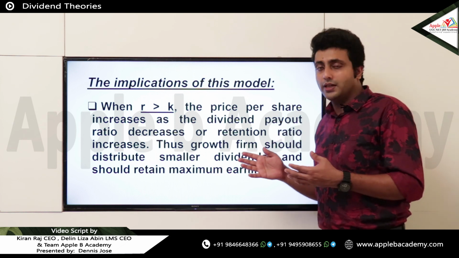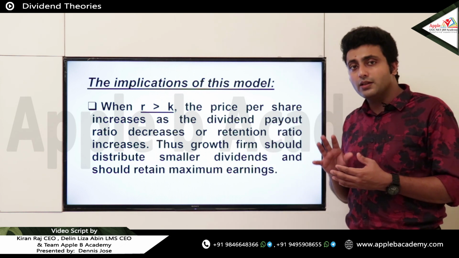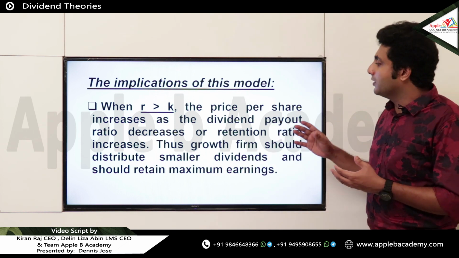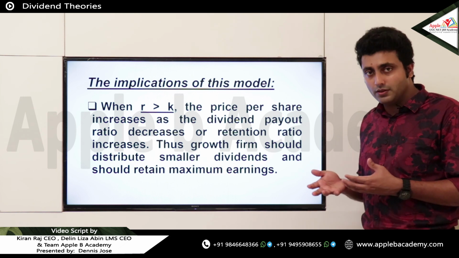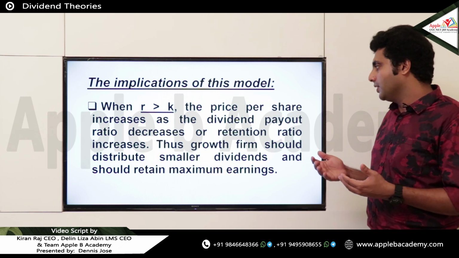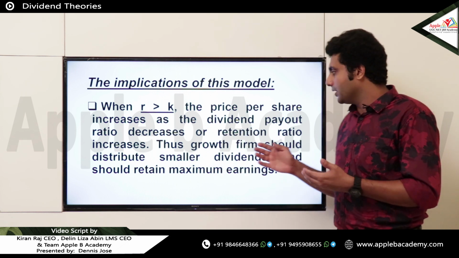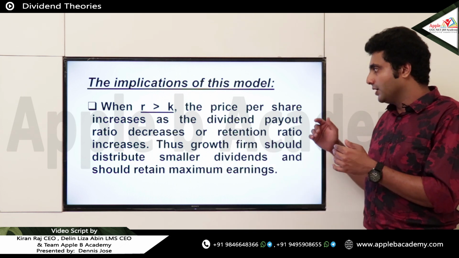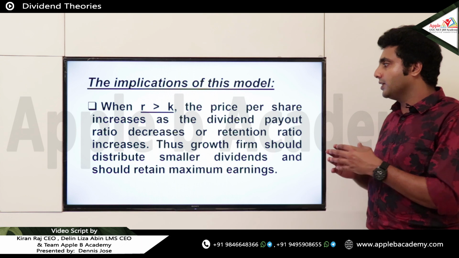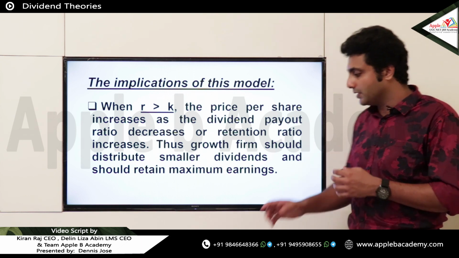So, when R is greater than K, the firm is in the growing category. So, it is better not to pay much dividend, you can retain more, retention ratio increases, in a way the payout ratio decreases. So, what happens is the price per share increases. This is the first implication.